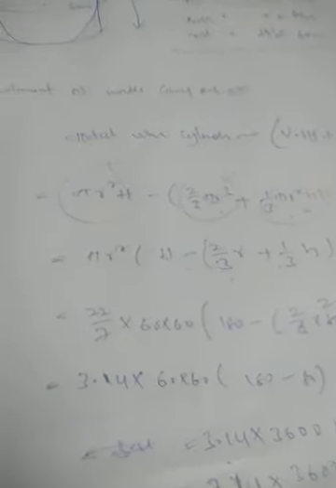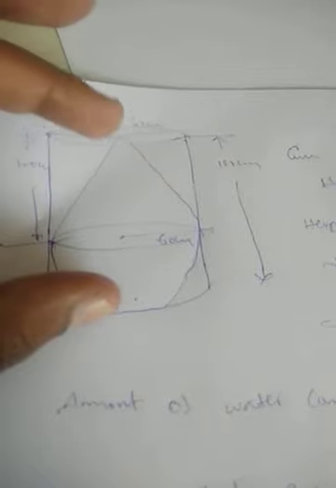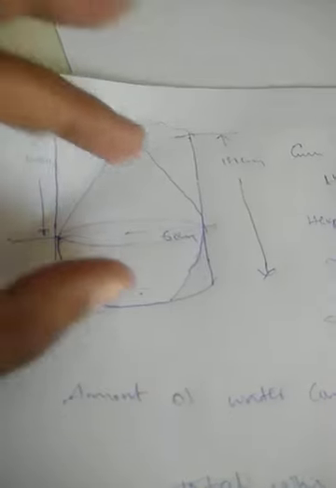Once again I am going to tell you, the amount of water comes out is equal to the volume of the total volume minus the volume of the solid. As per that I have calculated.